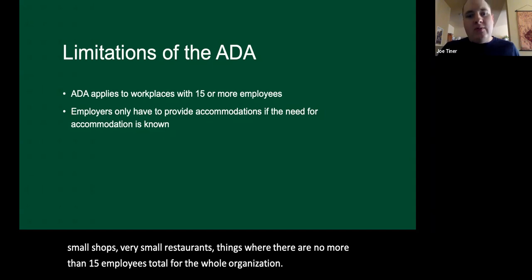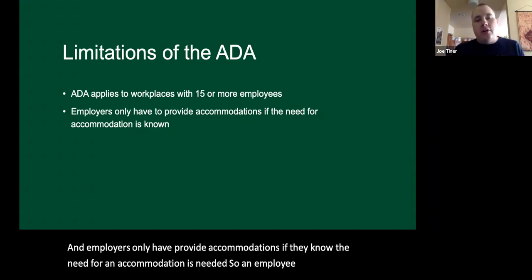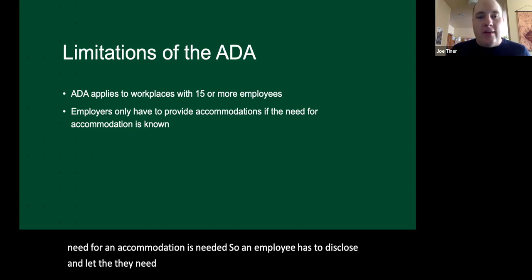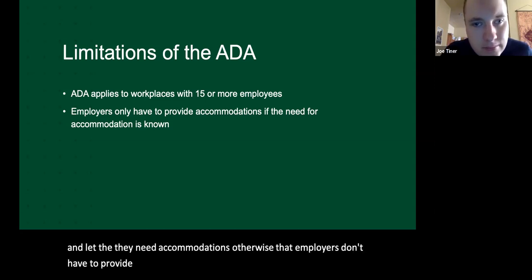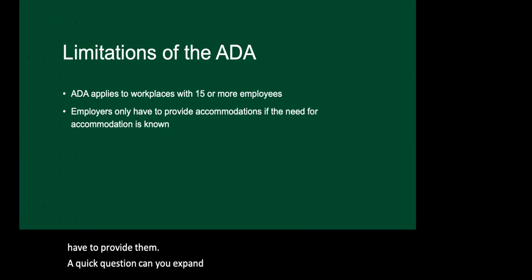And employers only have to provide accommodations if they know an accommodation is needed. So an employee has to disclose and let the employer know they need accommodations. Otherwise, the employer does not have to provide them. A quick question. Can you expand on that point, if you don't mind? Does it need to be a formal process where the employee says, I have an accommodation, or can it just be mentioned in passing?